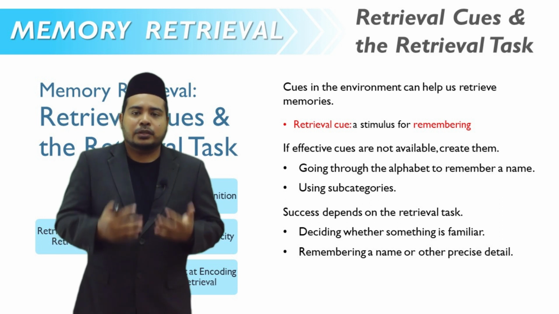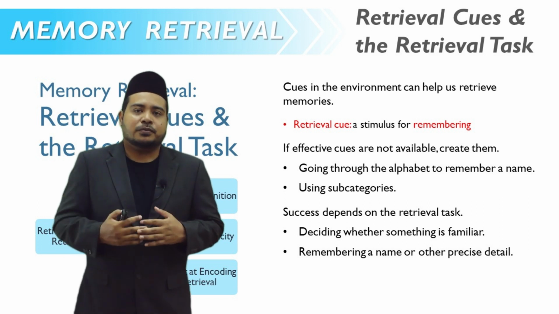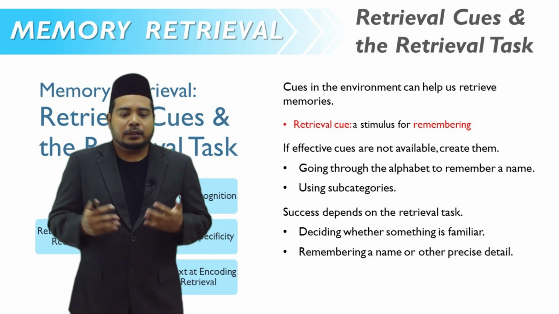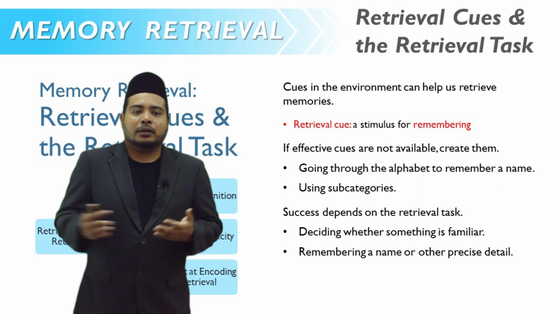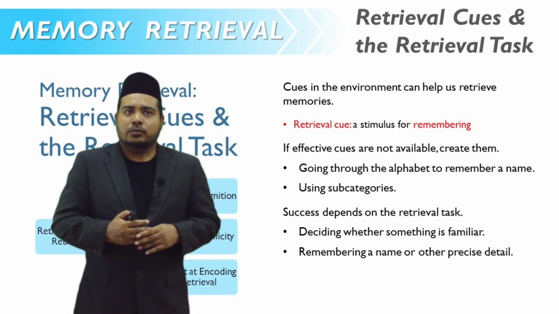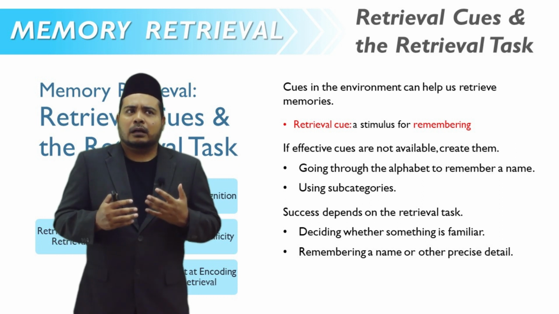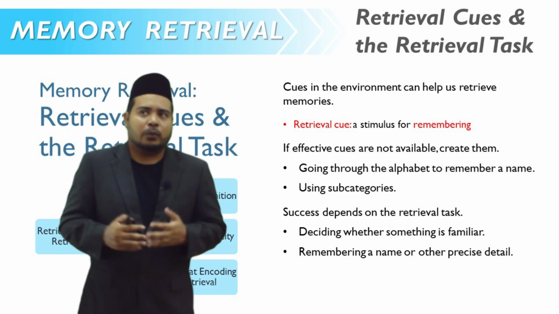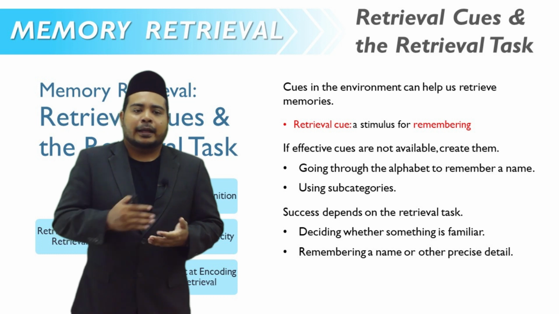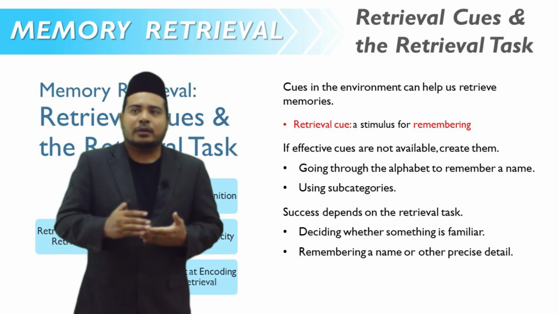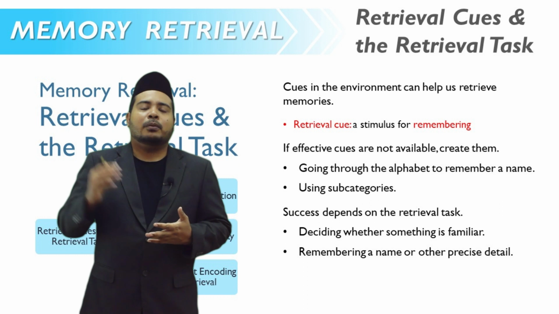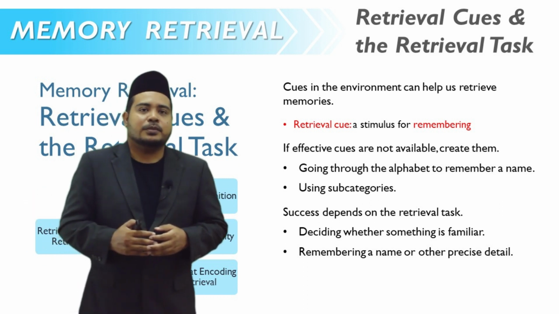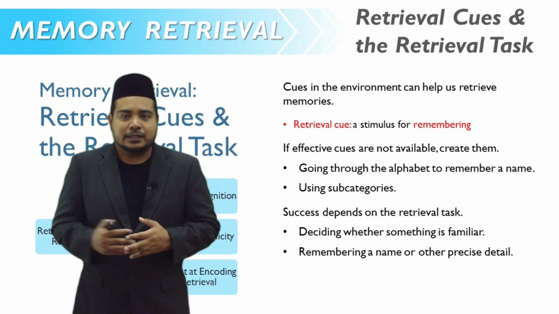So retrieval cues are stimuli for remembering. For example, if you somehow come across a person and you don't remember, you feel like, I think I know this person, but I don't really remember his name or where I know this person from. And then you walk by and come across his car. Then you remember, oh, I know this person from the workshop, from a car showroom, for example.